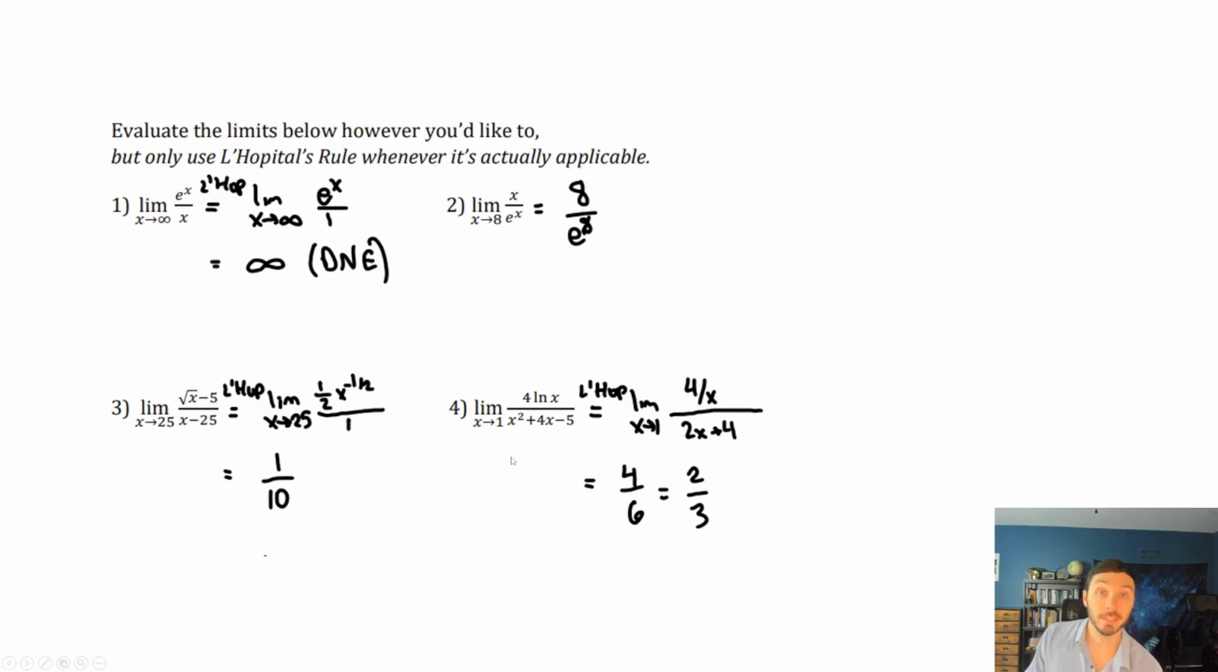Within this one, this is a L'Hopital because the natural log of 1 is 0. And then down below, 1 squared plus 4 minus 5 is 0. So you get 0 over 0. So this simplifies to 4 over x over 2x plus 4. You can directly sub in that 1 at this point to get 4 over 6 or 2/3. So you should not have L'Hopital-ed 2. The other ones were all 0 over 0 L'Hopital cases. Oh, wait. 1 was an infinity over infinity L'Hopital. And then 3 and 4 were 0 over 0 L'Hopital cases.